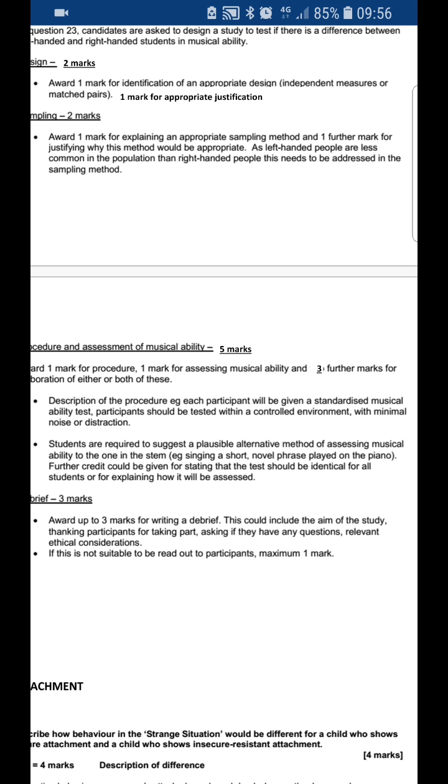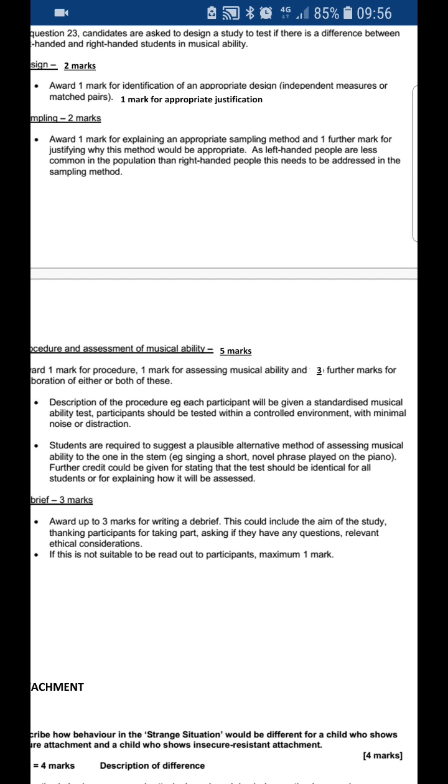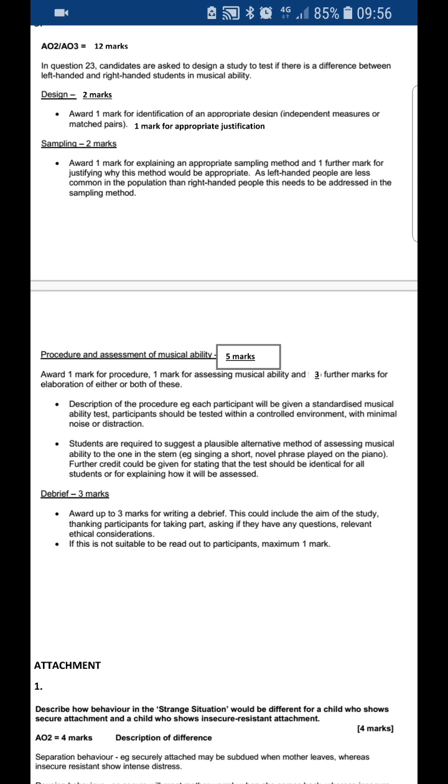So for a lot of you, again, you think that you've done that. You think that you've said that you're measuring them in terms of musical ability, but it wasn't operationalized. It wasn't clear. It wasn't identical for all participants. And I wasn't sure how it was going to be scored. So the procedure was quite poor for a number of you, and a lot of you were only getting 1 or 2 out of 5 there.